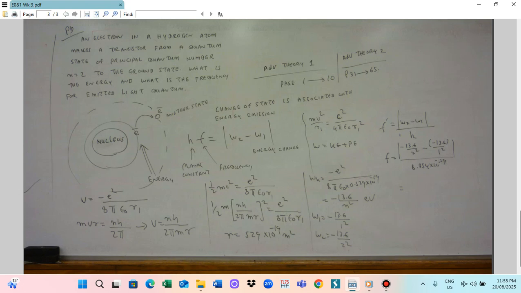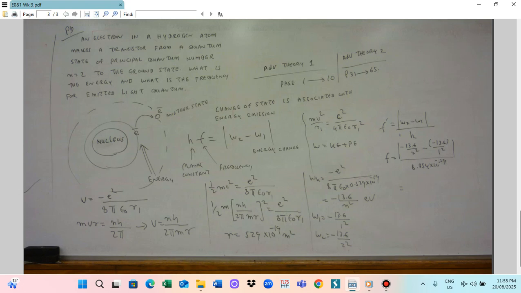So this means that a change of state is associated with energy emission. When the electrons change from one state to another state, they will produce energy. Similarly, when energy is received by the electron, it will change from one state to another state. So this is the relationship.